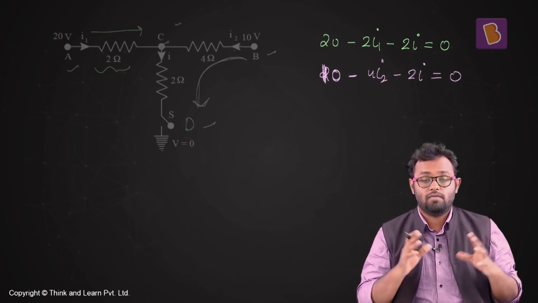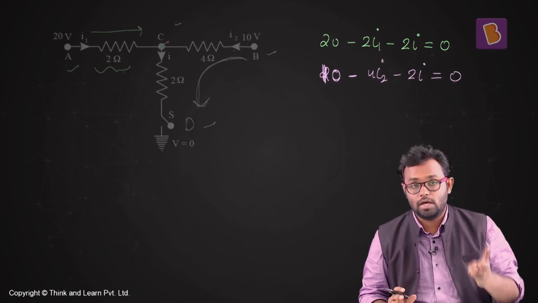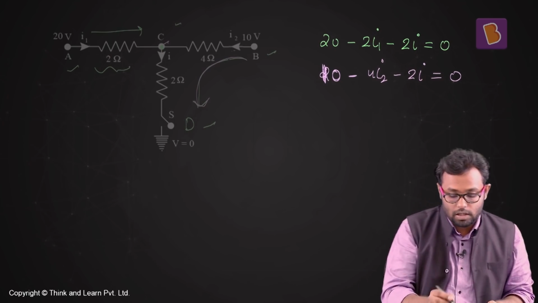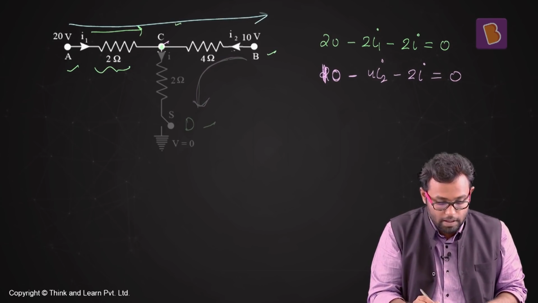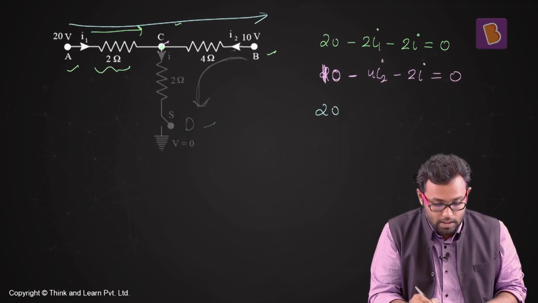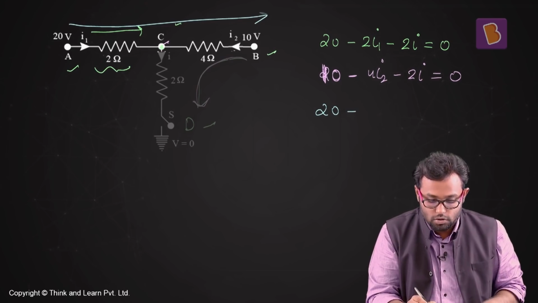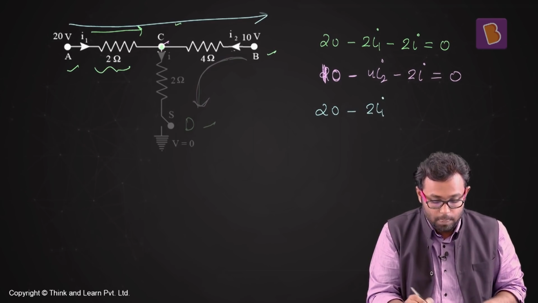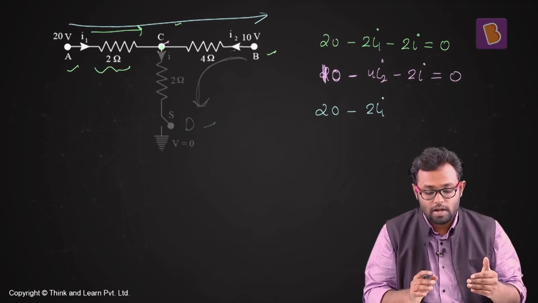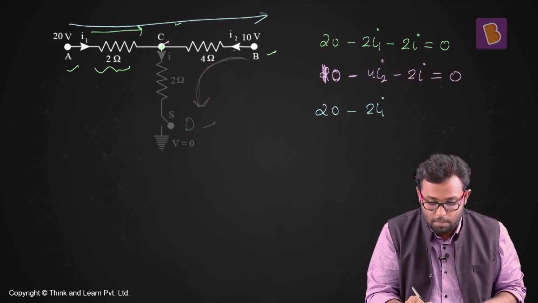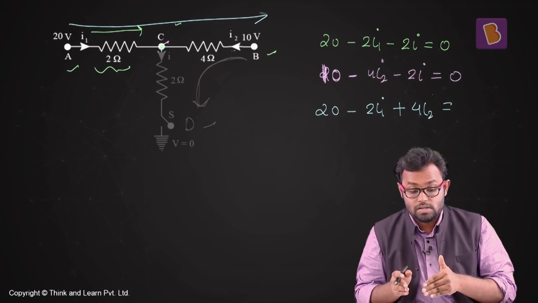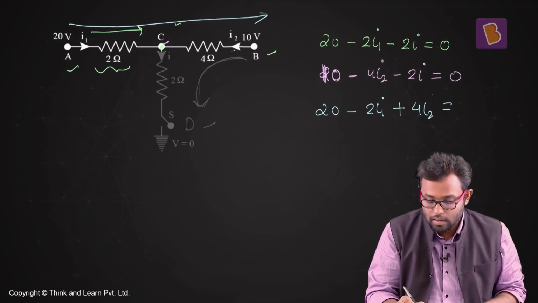If you want to find all the 3 variables, you need 3 equations, right? For the third equation, I'm going to move from A to B. When I move from A to B, at A the potential is 20, minus, I'm going with the current, so it is 2 times I1. Then I have reached C. From C, when I move towards B, now I'm moving against the current. When I move against the current, it will be plus. So plus 4 times I2 will give me the potential at B, which is equal to 10.